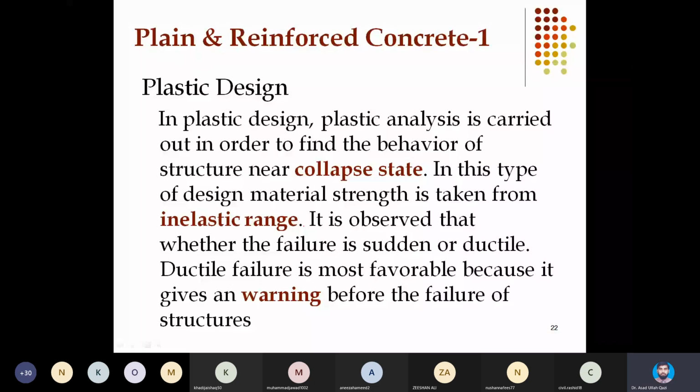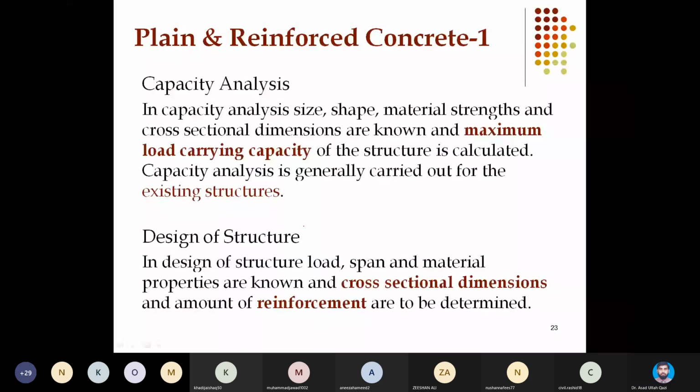And the material capacity used will be in the inelastic range, but that capacity will be dropped by using a factor of safety. And as I said, we call it capacity reduction factors or strength reduction factors. So this is a brief introduction about allowable strength, allowable stress and ultimate strength design and plastic design.